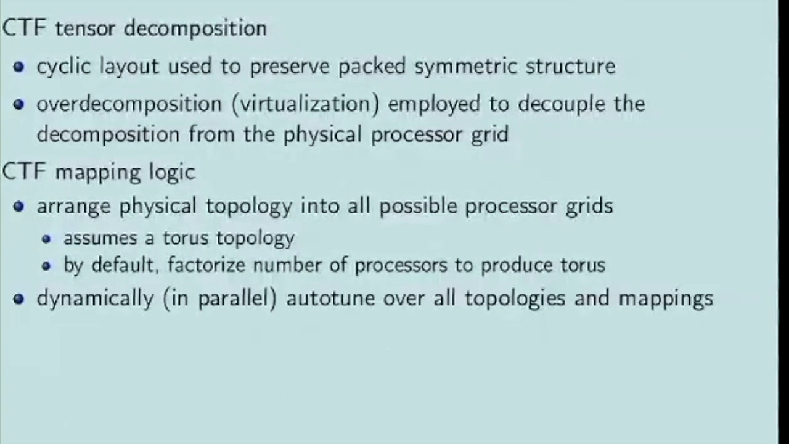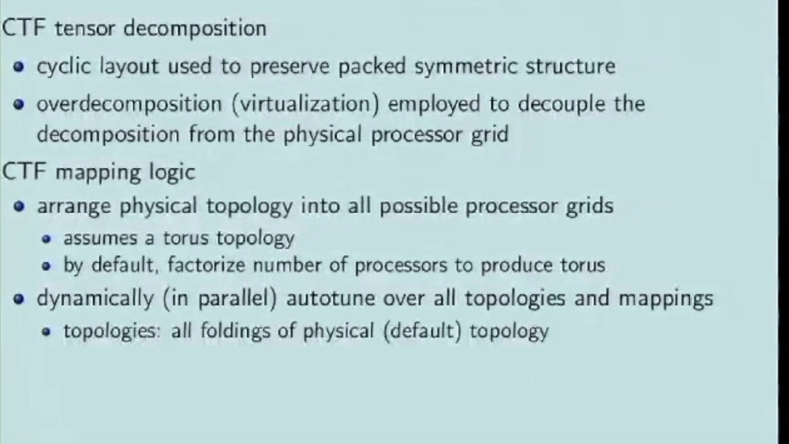Then we form all of the topologies by considering all foldings of this base topology. So given an order 3 torus, we'll consider all foldings into order 2 tori, into order 1 tori, and so forth. And given a factorized number of processes, we'll consider all combinations of those factors, which all form essentially different ways to decompose and map each tensor to the processor grid.